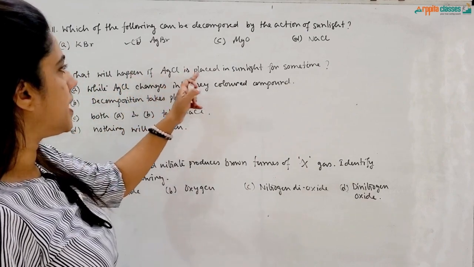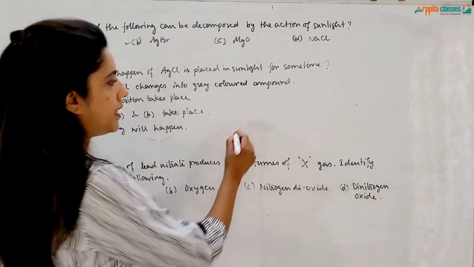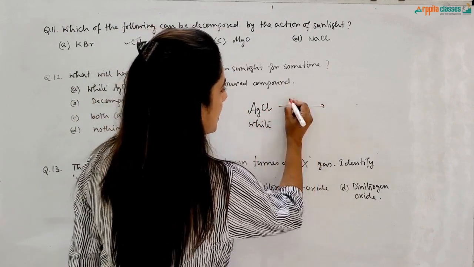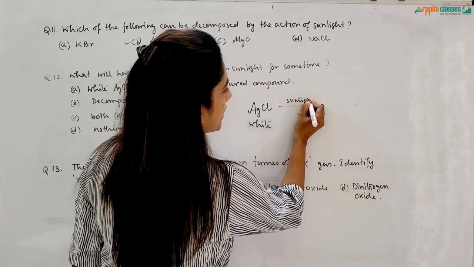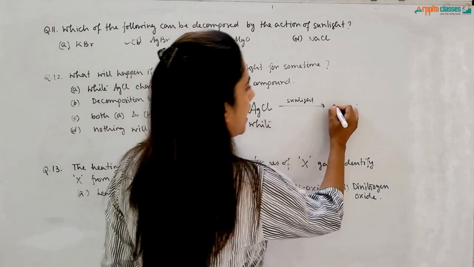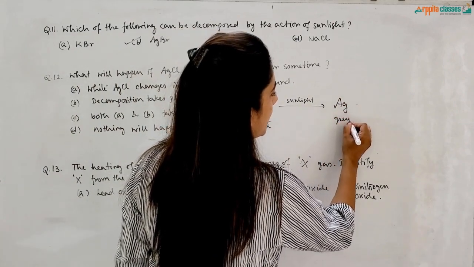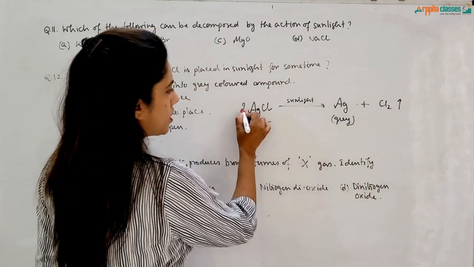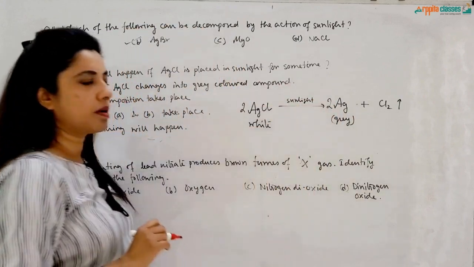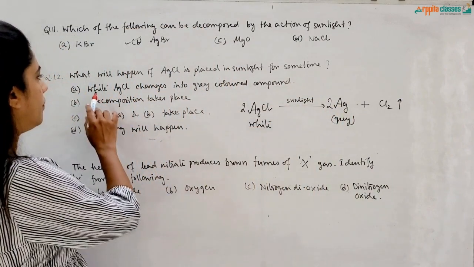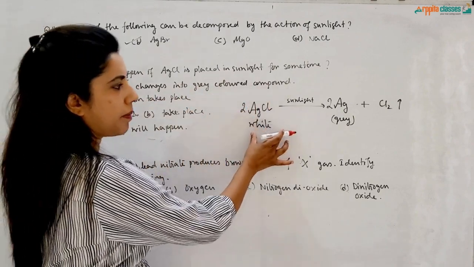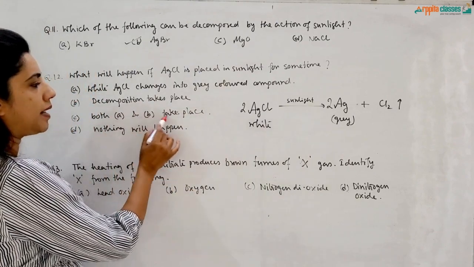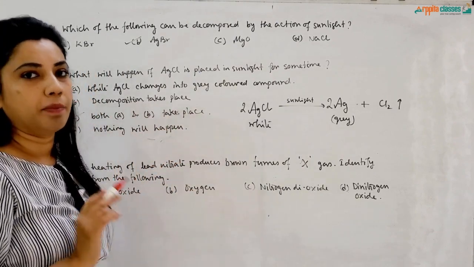What will happen if AgCl is placed in sunlight for some time? So AgCl, which is a white color compound, if it is placed in the sunlight, a decomposition reaction will take place, which is called photodecomposition, and we get Ag, which is a grey color deposit, plus chlorine gas evolution. So for making Cl2, we have to make it 2 here and 2 here. So this is a balanced chemical equation. So here the first option is white AgCl changes into grey color compound, that's true. Second is decomposition takes place, even that is true. So both A and B take place. This is the right option.